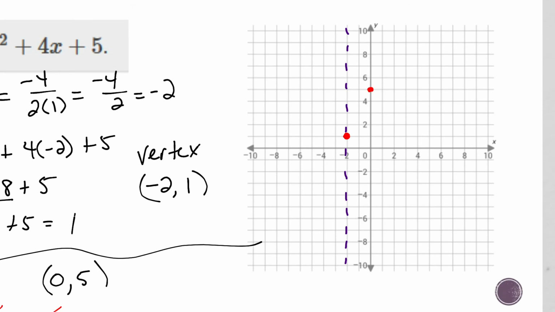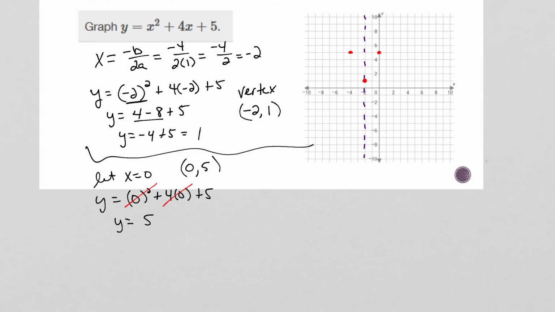Now remember, thanks to the axis of symmetry, I know that if I go 2 to the right and put a dot, I can also go 2 to the left and put a dot. So that's what we're going to do. All right. Now, again, not even going to do me any good to find the x-intercepts because there aren't any.